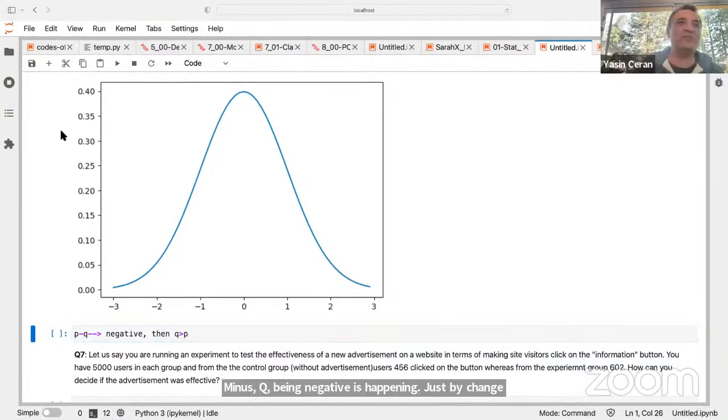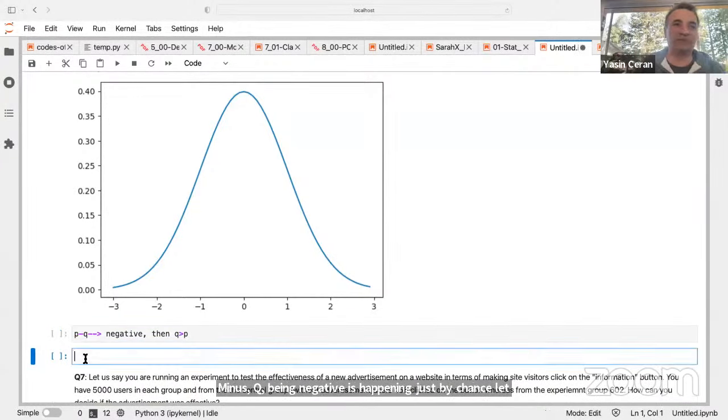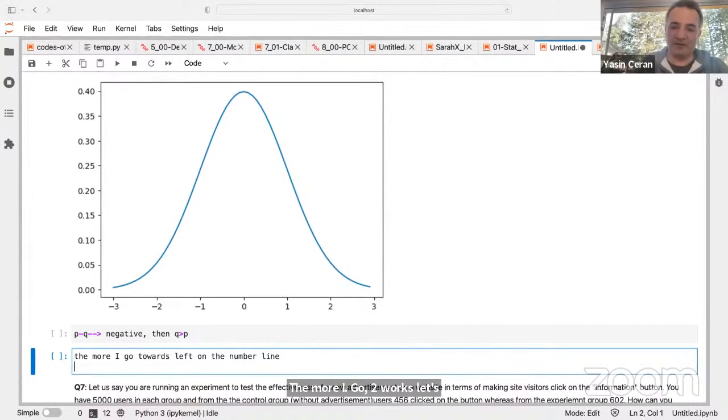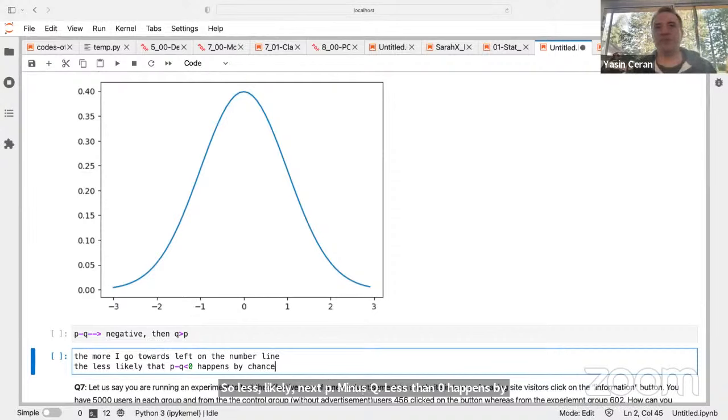Okay, let me write what I'm saying here. The more I go towards the left on the number line, the less likely that P minus Q less than 0 happens by chance. I hope this part is clear.